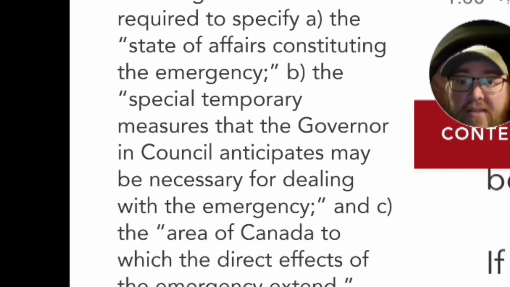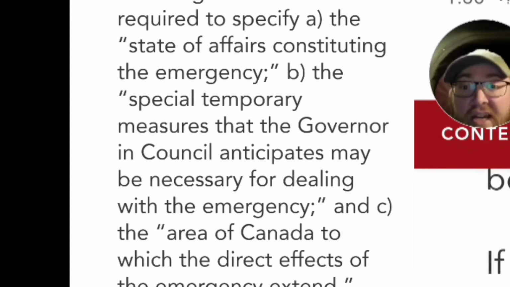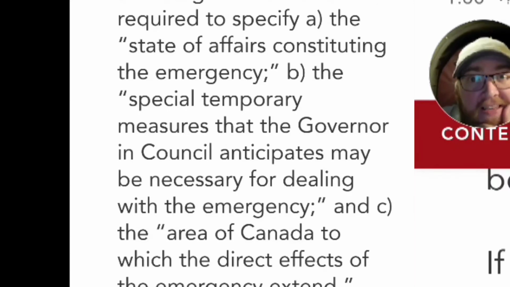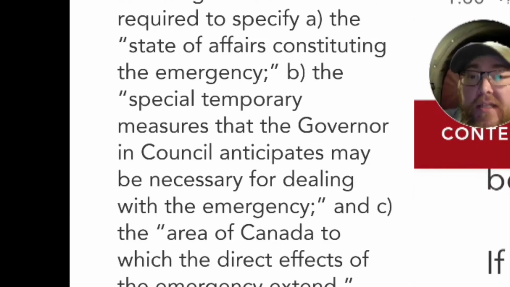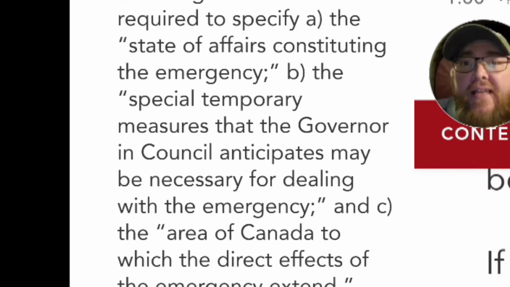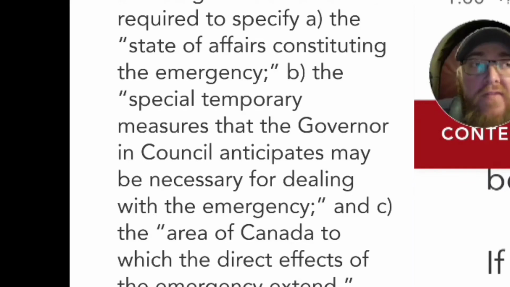B, the special temporary measures that the governor in council anticipates may be necessary for dealing with the emergency. So this means your point man in the government who's going to be taking action and laying out rules for everyone. What do they anticipate they're going to need to do to deal with this emergency? And once again, this continually changes, often on a daily basis.